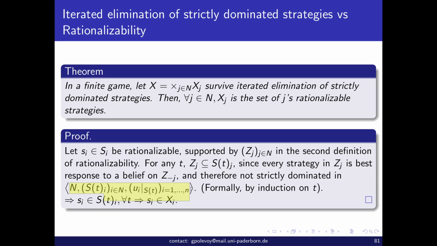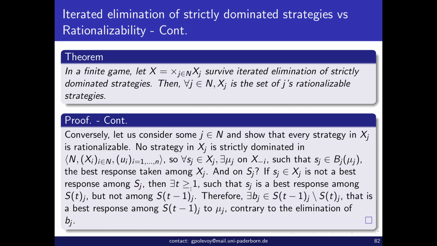And therefore, excuse me, if something is rationalizable, supported by the Zj's, then it belongs to STs for any T, and therefore it also belongs to the final set, the set of those who survive iterated elimination, Xi.